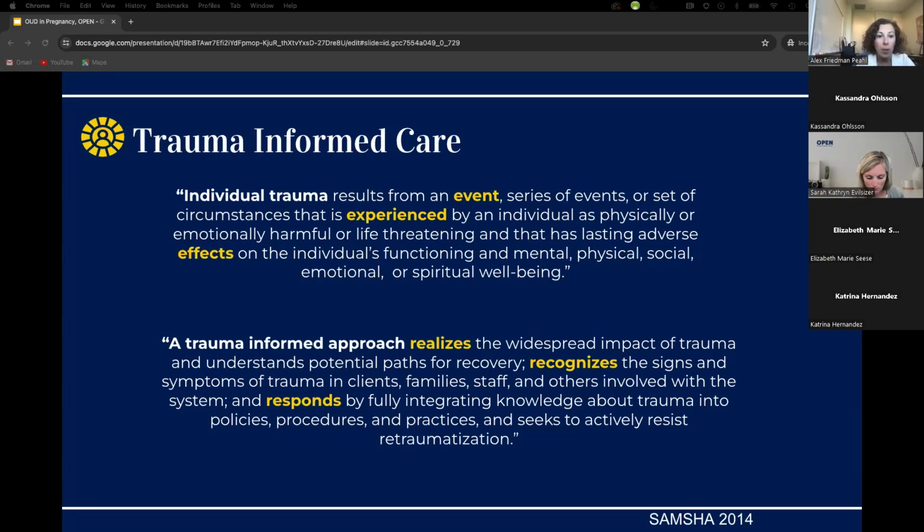It follows that a trauma-informed approach realizes the widespread impact of trauma, recognizes the signs and symptoms in individuals, and responds by creating a system that incorporates this knowledge of trauma into every aspect of care. One of my colleagues likes to refer to this as universal precautions. We treat every bodily fluid as if it may be contaminated with an infectious disease. Yet, in spite of the widespread prevalence of trauma, we have not yet adopted these universal precautions in working with our patients.